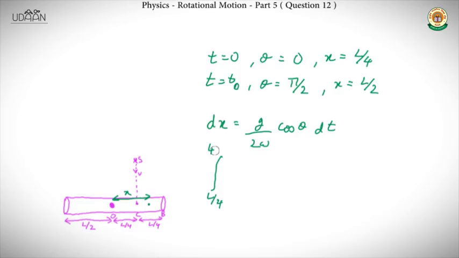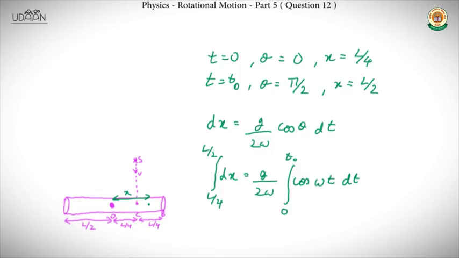From L by 4 to L by 2 dx. This goes g by 2 omega is constant into the integral becomes cos of omega t dt, where time goes from 0 to t naught. Right?